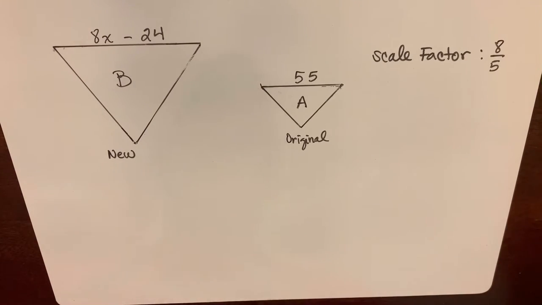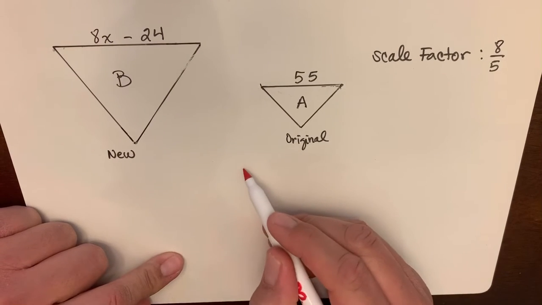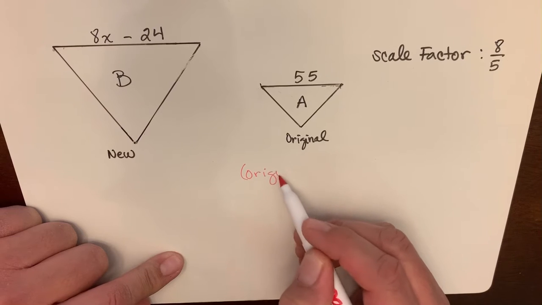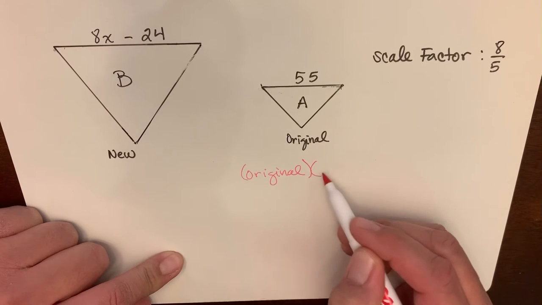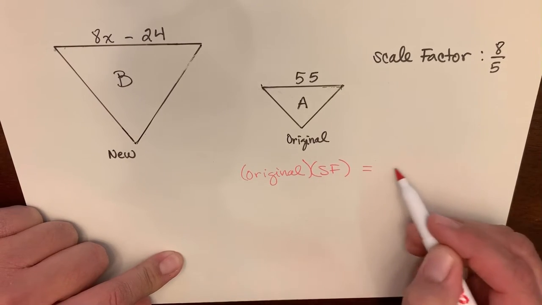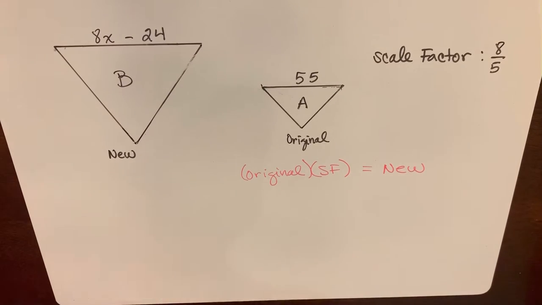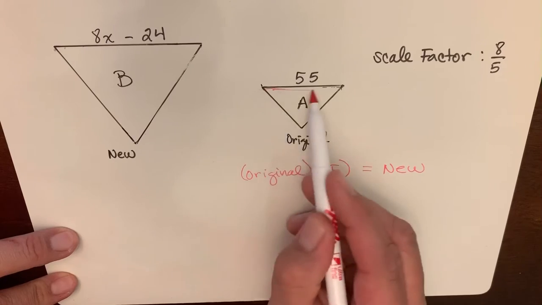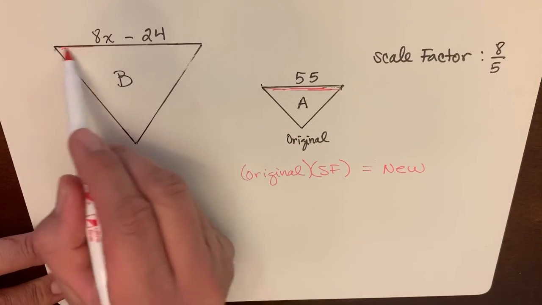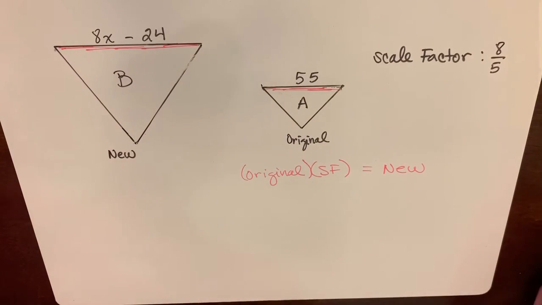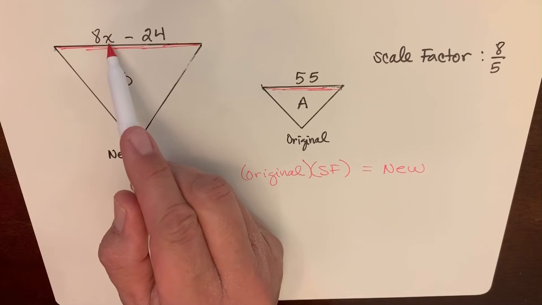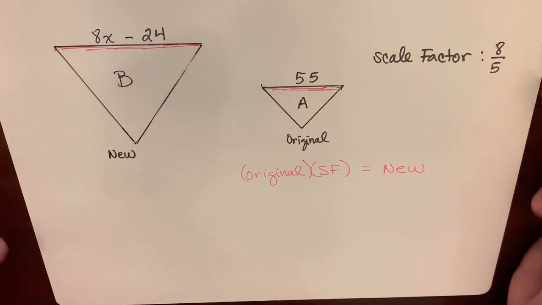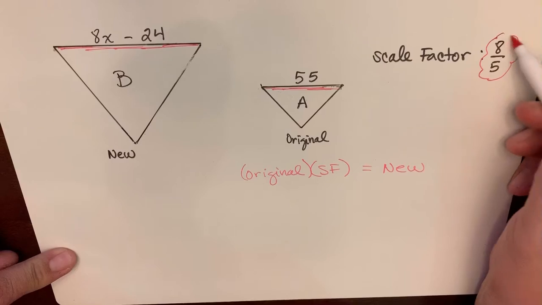So we go back to our formula to find the missing side of similar shapes. And the formula is going to be original times the scale factor should get us the new side, the new corresponding side, right? We're working with these two sides right here. These are corresponding, and we're trying to find the value of x. And we're using the scale factor 8/5.